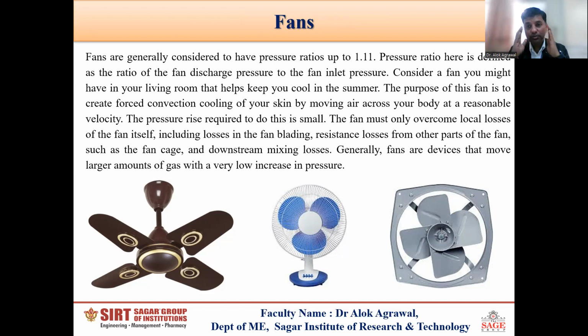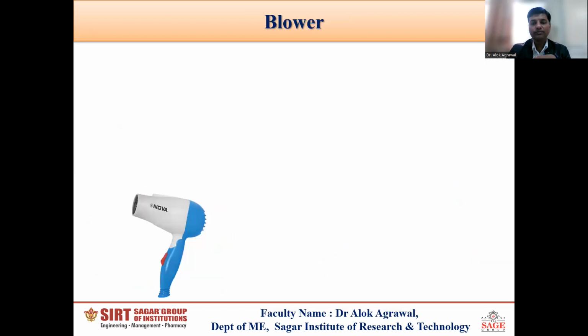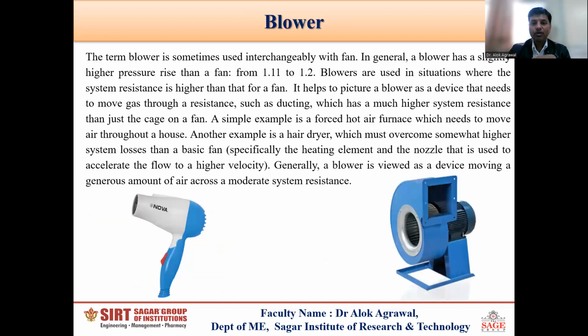So the main function is to provide a large quantity of gas or air with a very low increase in pressure. So this is the function of fan. There are three categories of fan: the ceiling fan, which is generally what we are talking about, the table fan and the exhaust fan. Next is blower. What does a blower do?